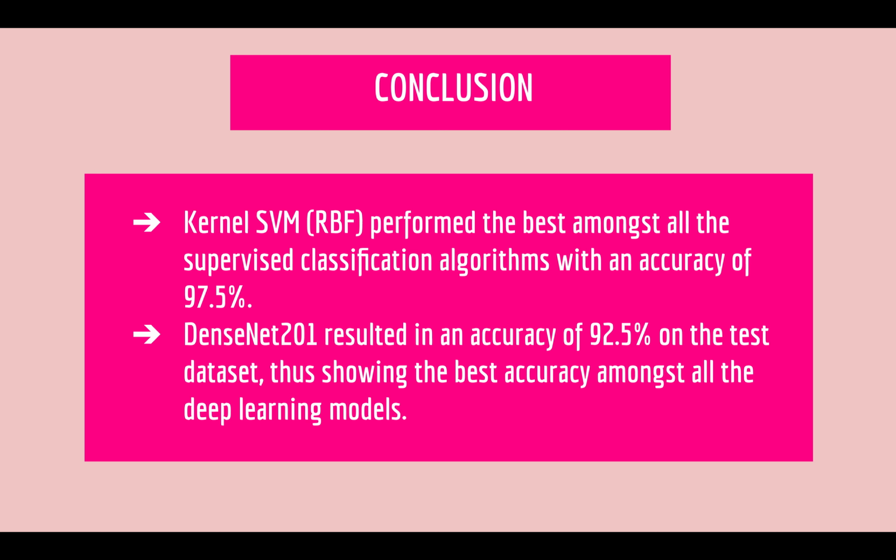So the conclusion here is that for part A of the implementation, kernel SVM RBF performed the best amongst all the models. It showed an accuracy of 97.5% on the testing dataset, while DenseNet 201 resulted in an accuracy of 92.5% on the test dataset, and thus it shows the best accuracy amongst all the models in part B.